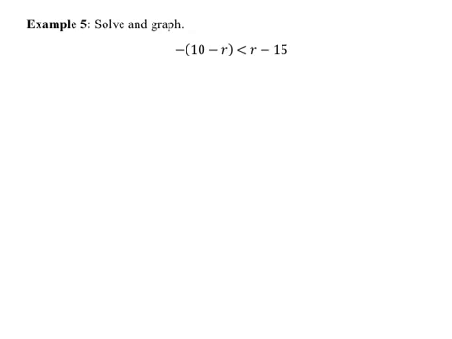Example 5, when we take a look at this right away, I would personally divide by negative 1 to get rid of that. And I would just write 10 minus r greater than negative r plus 15. So I get rid of this negative by dividing this side by negative 1. Those cancel, and you flip the sign. I think this makes it easier personally.